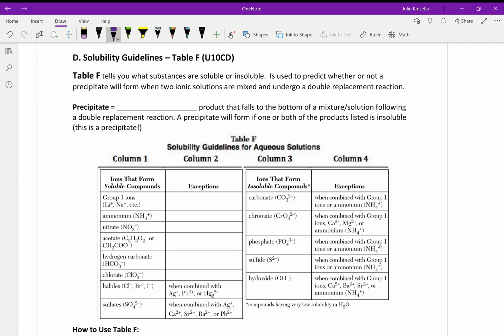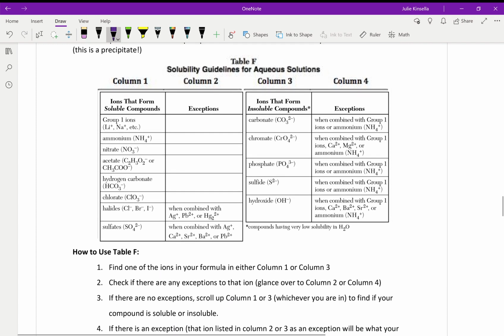We'll be going over Table F today, which is part of our Unit 10 on solubility. Table F allows us to figure out which substances, specifically ionic compounds, are soluble or insoluble. This can be useful because if we were looking at a double replacement reaction, we would know which of our products would form a precipitate.